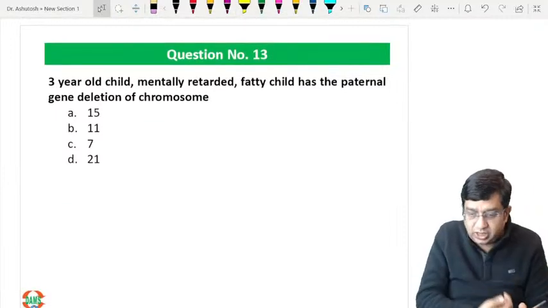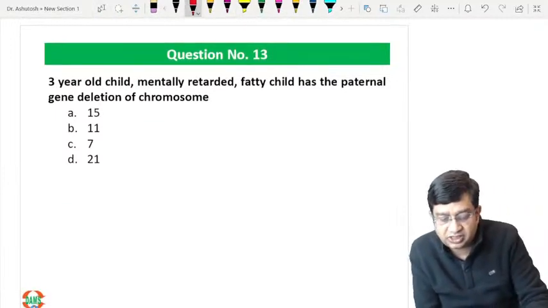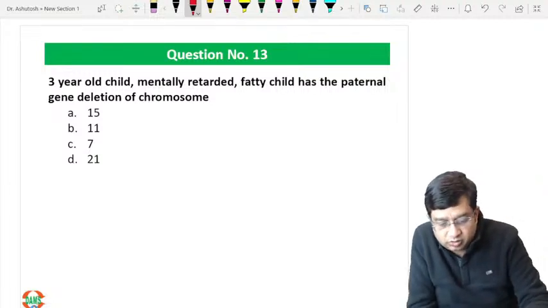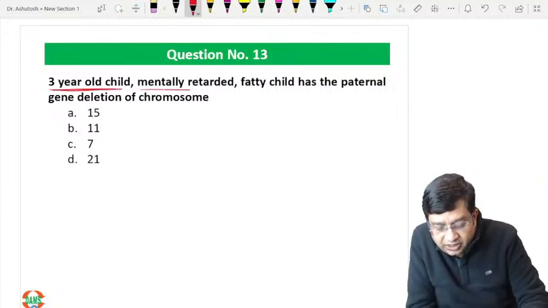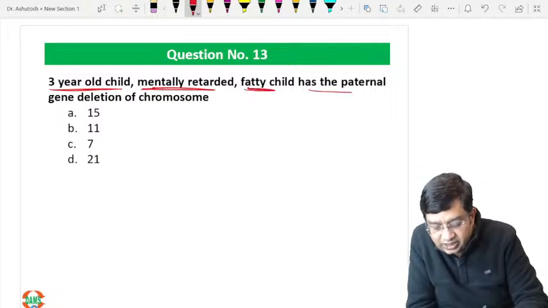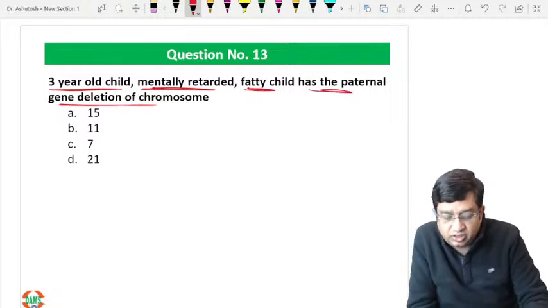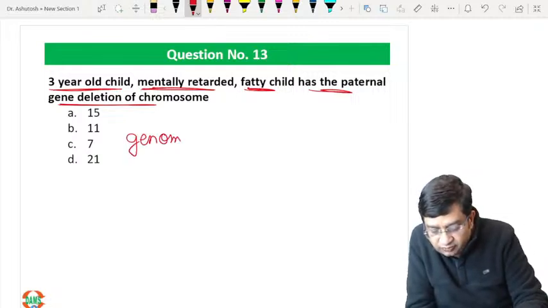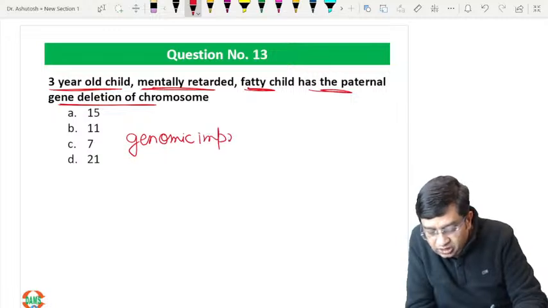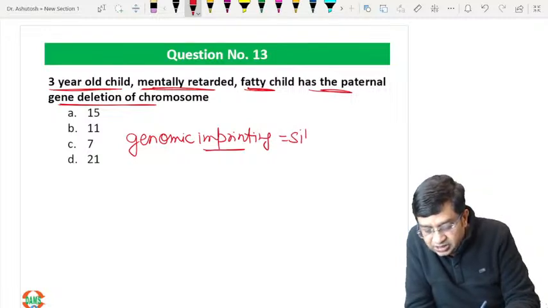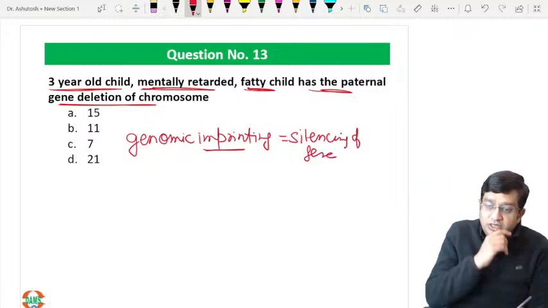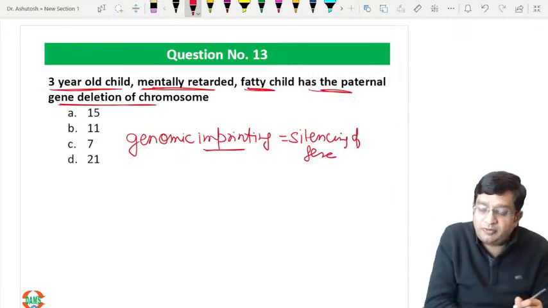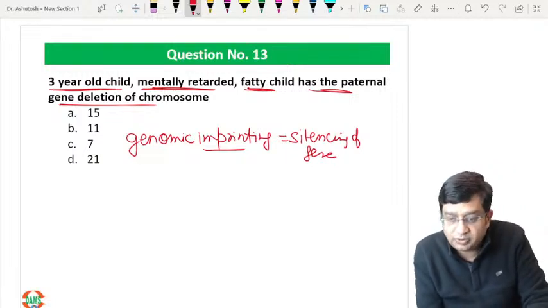Next, I hope this was also a question which many are saying might have been discussed in pathology also. A 3-year-old child, mentally retarded, fatty child has the paternal gene deletion of the chromosome. So if this was the question, you are talking of the phenomenon of genomic imprinting. Imprinting basically means silencing of gene. And imprinting is a normal phenomenon, not an abnormal phenomenon.